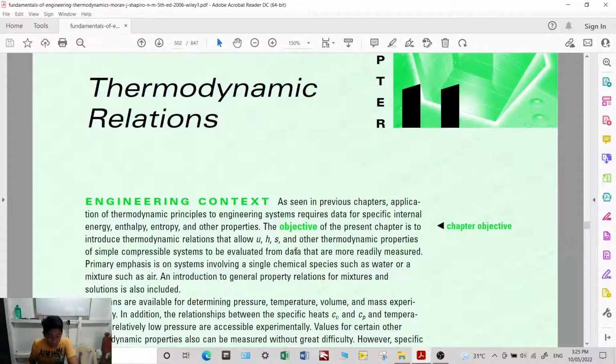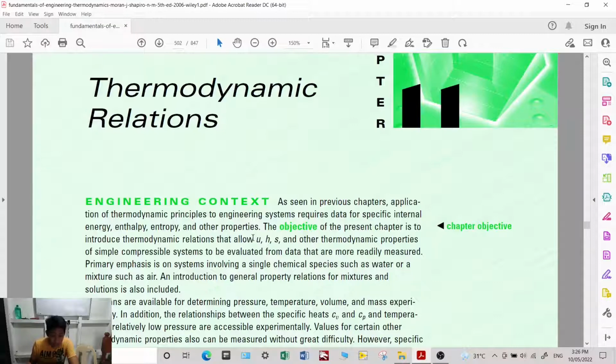from data like pressure, temperature, specific volume, or those quantities that can be determined experimentally, we will be able to determine internal energy, enthalpy, and entropy. So these quantities or properties which are available in your steam tables are actually calculated from those quantities that are obtained experimentally.